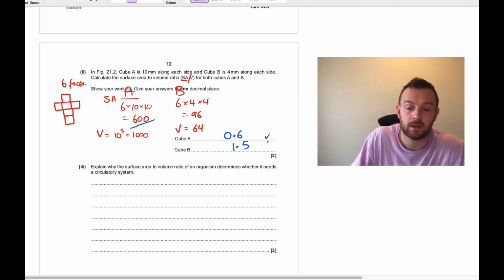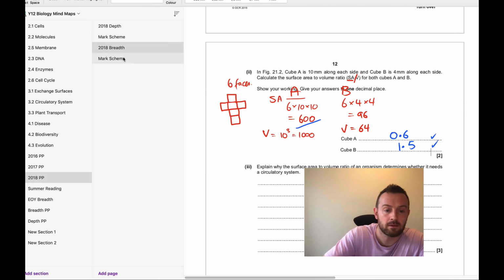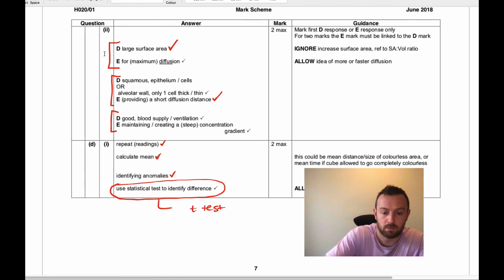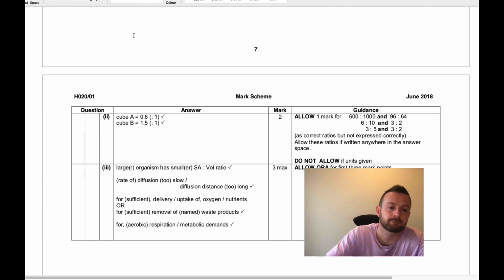Okay, tick. In terms of when you get the marks for that, if you didn't get all the way, can you get some of the marks? Probably. It's 1 mark for each, basically: 1 mark for the 0.6 and 1 mark for the 1.5. You can get 1 mark for not simplifying the ratio and giving it as a standard decimal to 1, but you could get a mark for this over here.